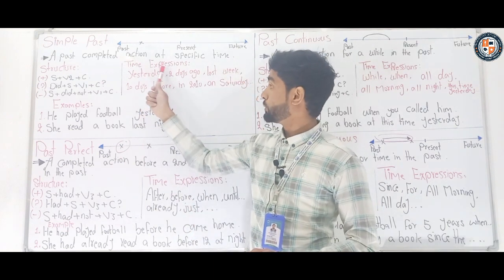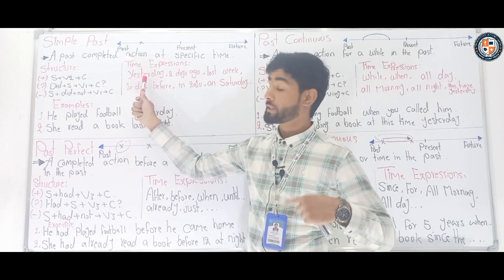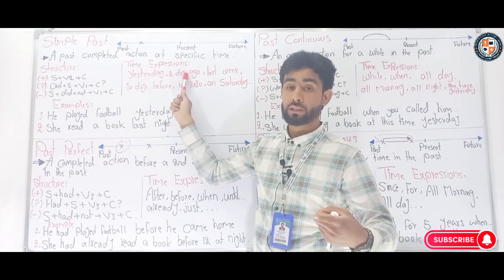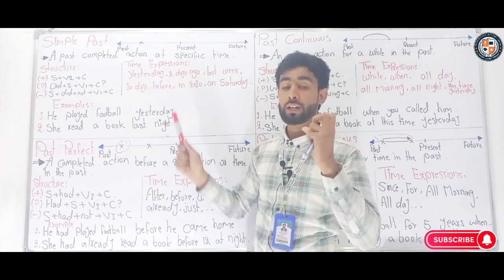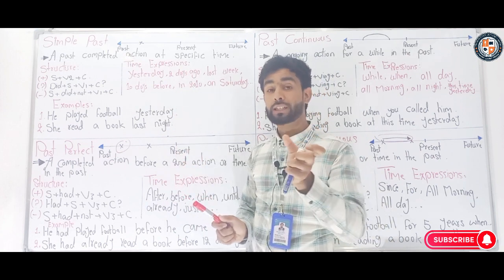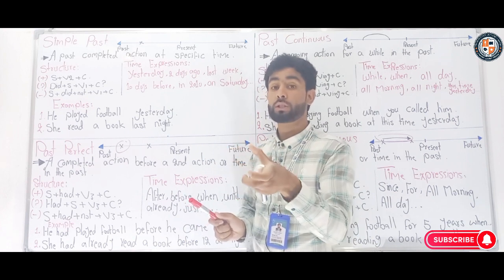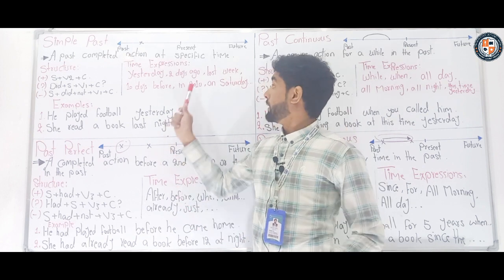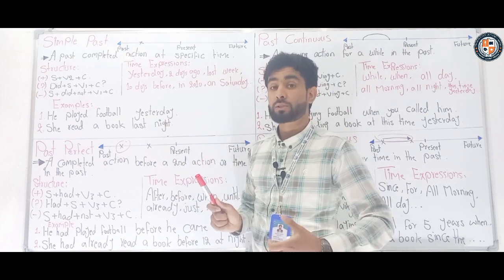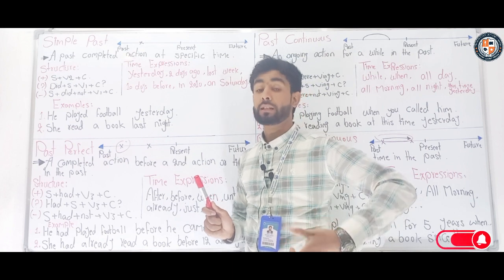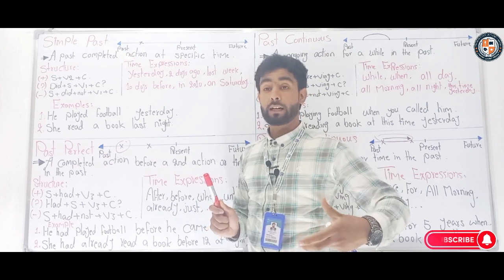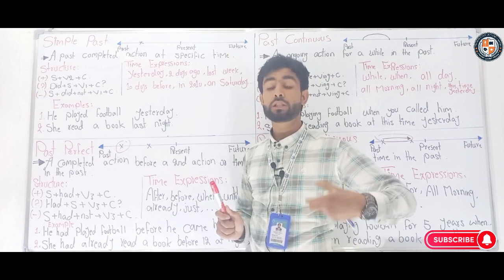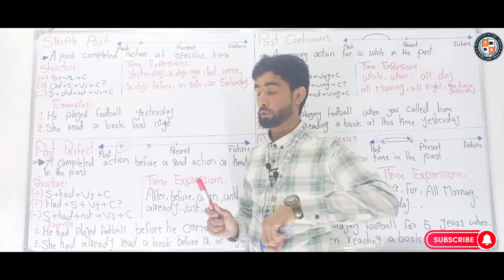The time expressions we use in the simple past tense are such as yesterday, 2 days ago, 5 days ago, a month ago, 2 years ago. Ago is a past time expression. You can add any amount of time: 2 days, 3 days, 5 days, 10 days, a year, 2 years ago. Last is also a past time expression. You can say last week, last year, last Friday, last weekend. So you can use last for the past time expressions.